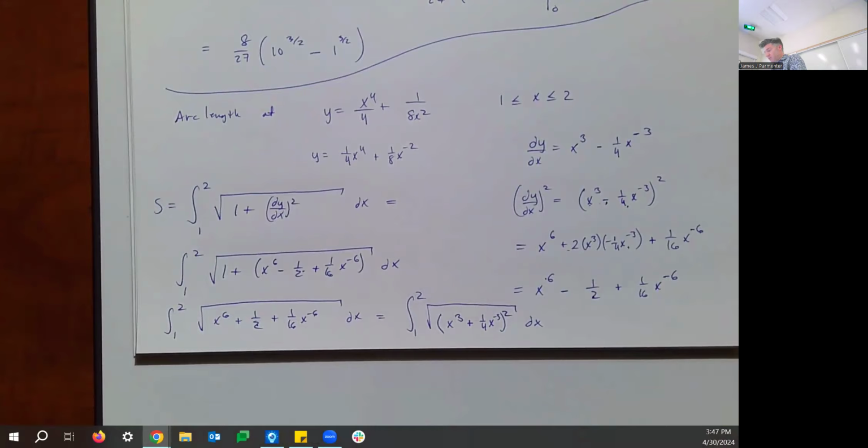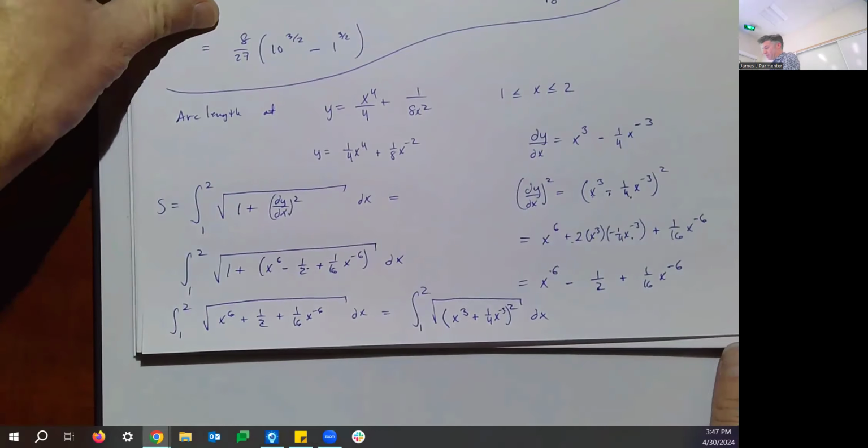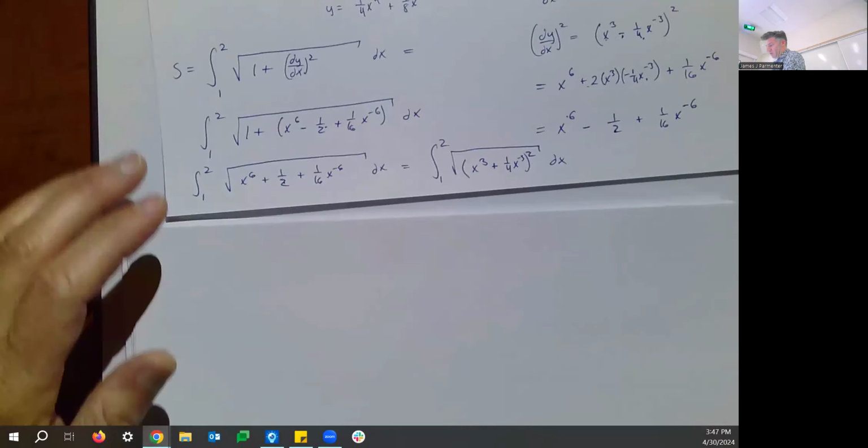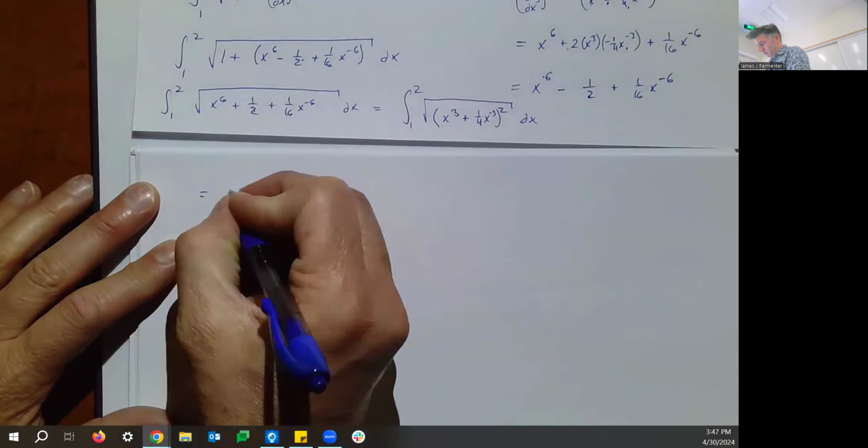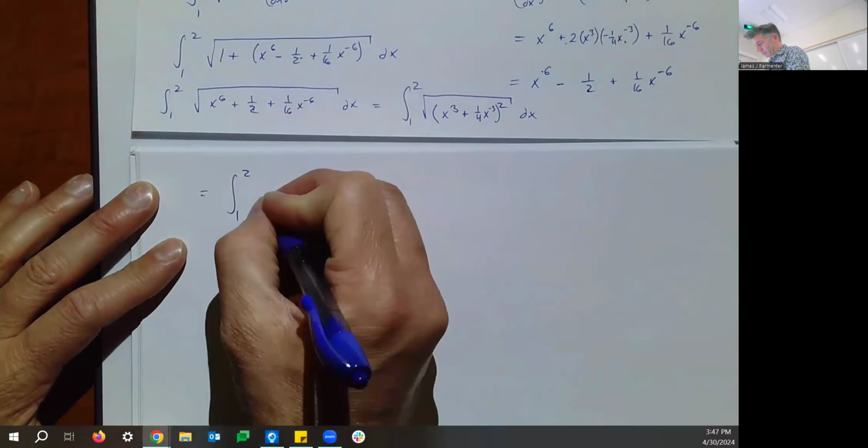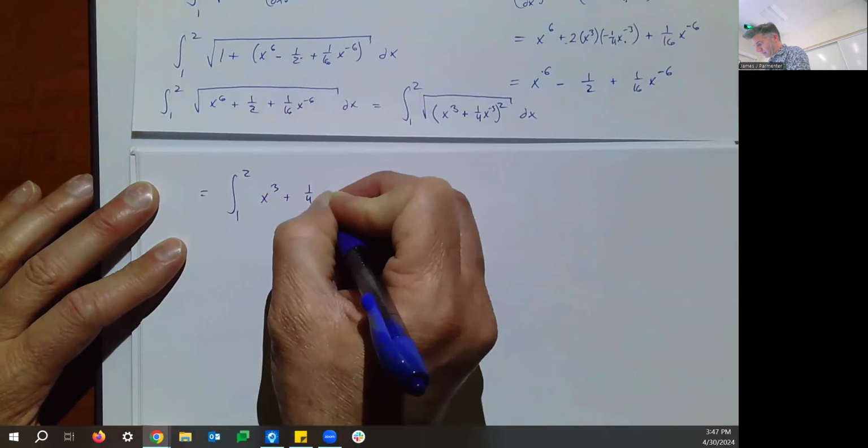So then the square root of this stuff squared, it's just stuff. So this ends up equaling, I keep running out of room here, the integral from 1 to 2 of just x cubed plus 1/4 x to the negative third.